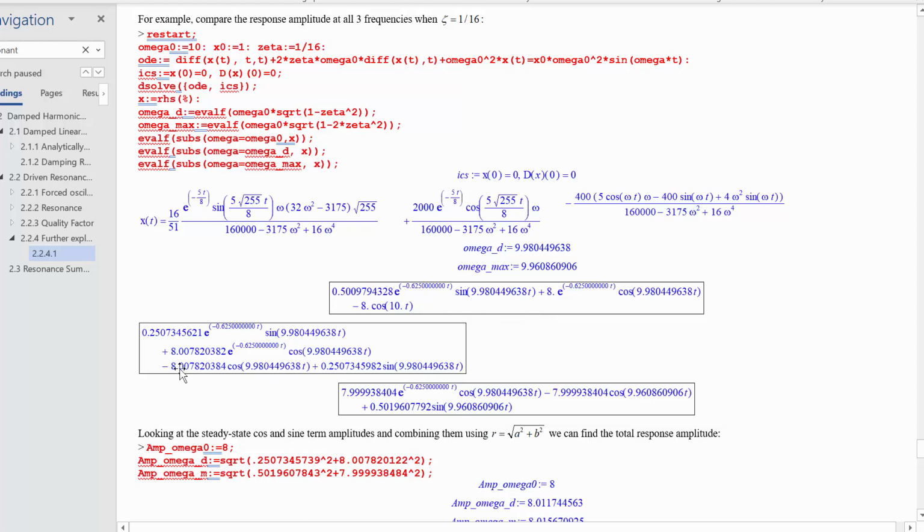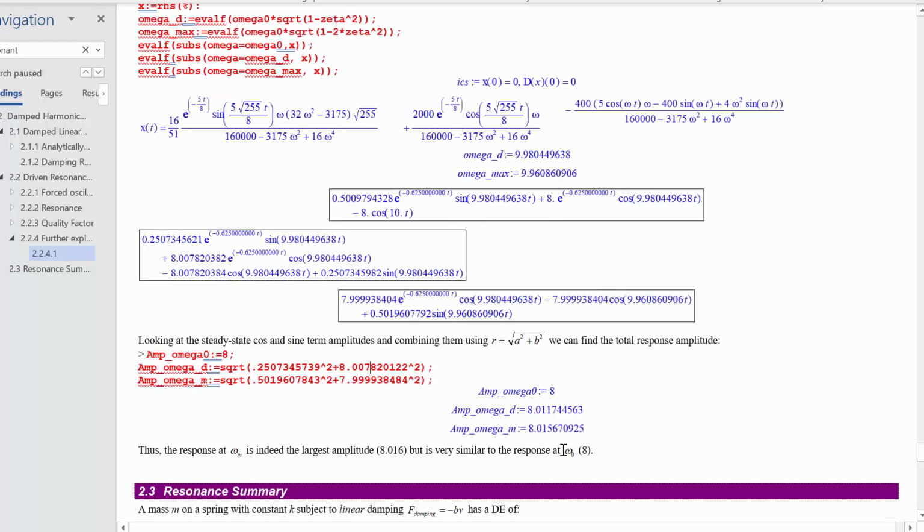So there we have this much cosine term and this much sine term. Now you can already tell that this is at a larger amplitude overall than the natural frequency gave us. But to find out exactly what amplitude it's at, we've got to take the root of the sum of the squares of those terms. So let's do that down here. The root of the sum of the squares of this term and this term will give us 8.01. So it's slightly higher for this zeta than we would have gotten if we drove it at the natural frequency.